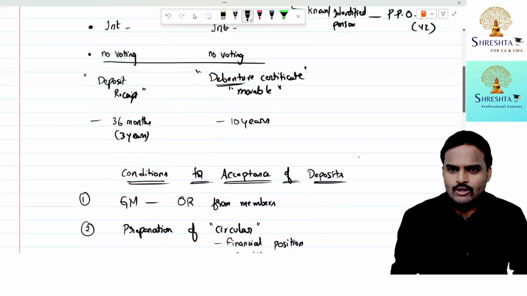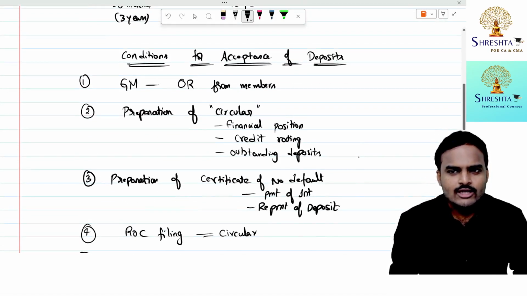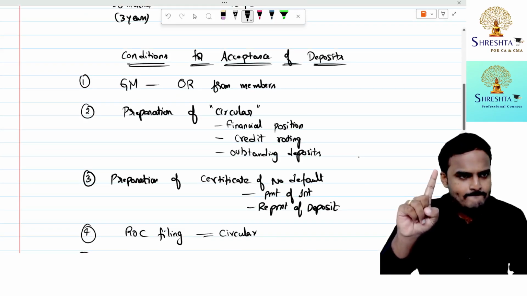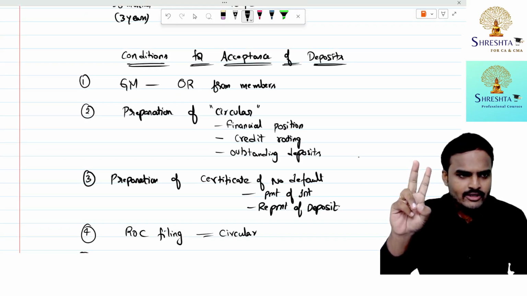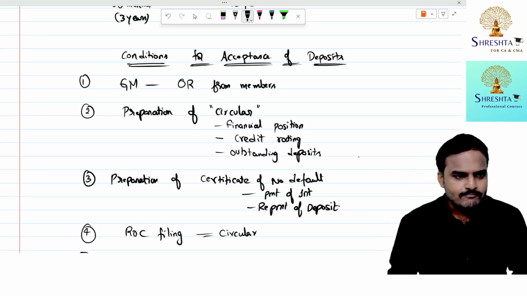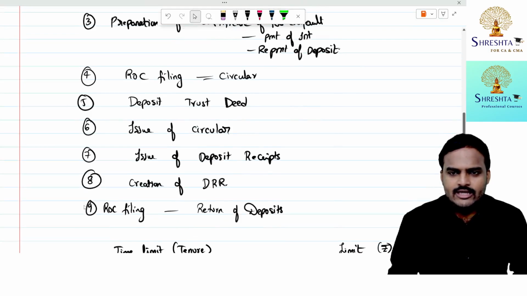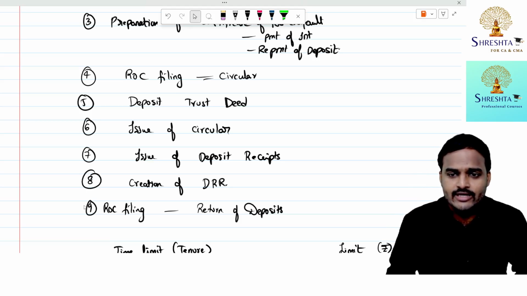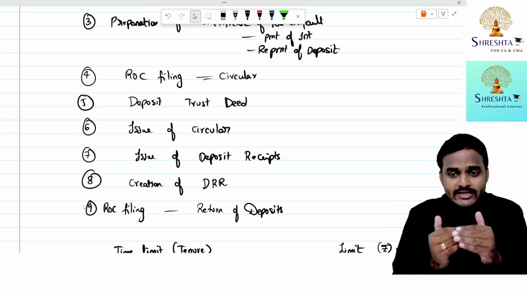So, tell me, what are the conditions for acceptance of deposits? First, approval from members is required. Next, preparation of circular. Next, preparation of certificate of no default. Next, ROC filing of the circular with ROC. Next, preparation of deposit trust deed. Next, issue of circular. Next, acceptance of deposits. Against accepted deposits, the company is required to create and issue deposit receipts. Next, creation of DRR.